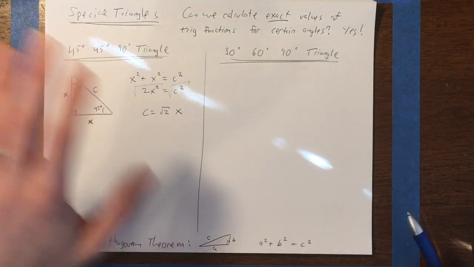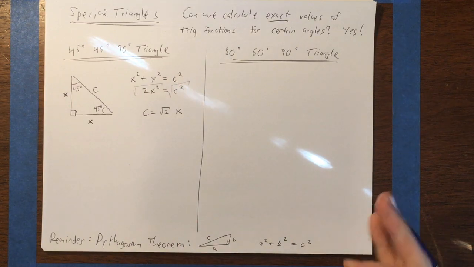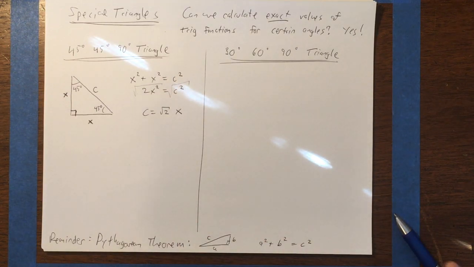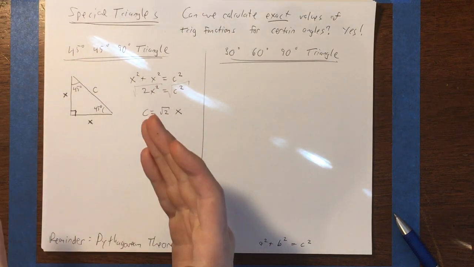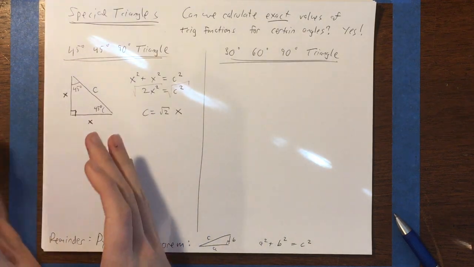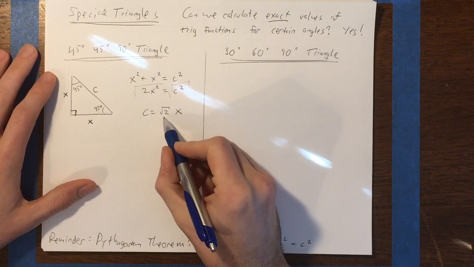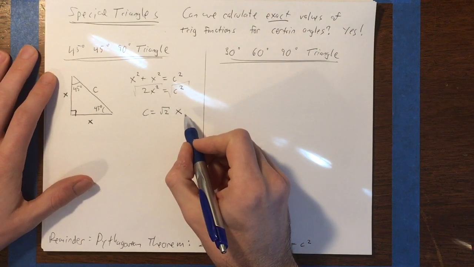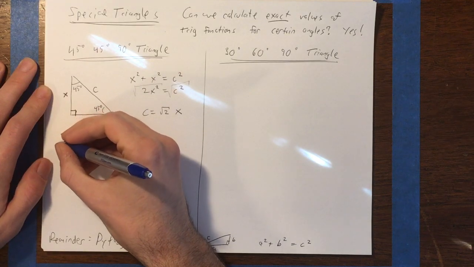Now, I know that normally, I taught you back in like chapter 2 or something, I taught you back a long time ago that the square root of x squared is the absolute value of x. But for triangles and lengths of sides, x is only ever going to be a positive number. So we don't have to worry about negative values of x for this application. So we have the square root of 2 times x. Now we can use that to help us calculate all the trig values.